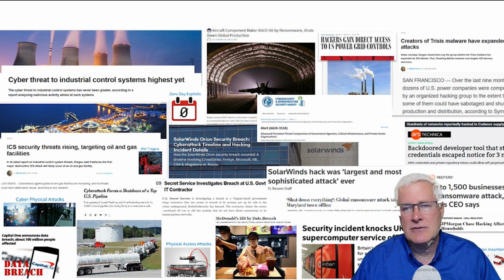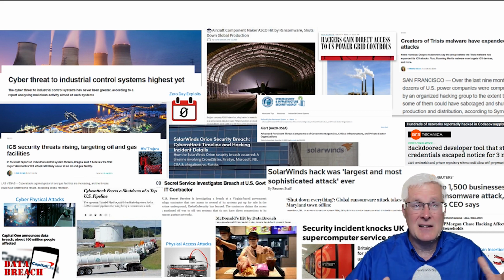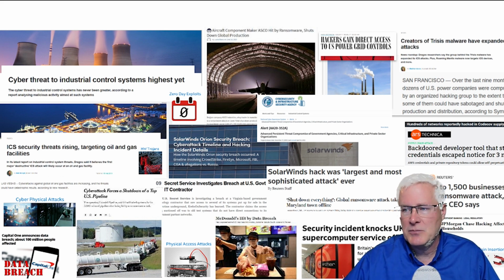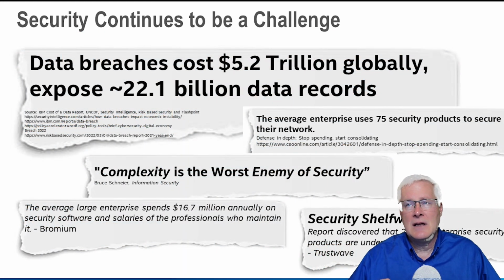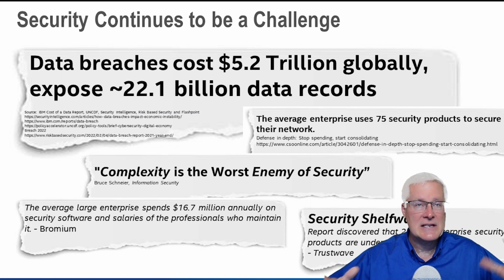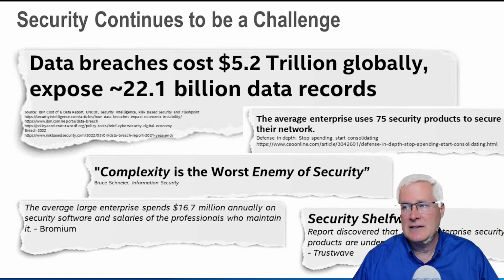CISA has 16 sectors that they've identified as critical infrastructure, and we're doing our best to shore those up. But today they currently are soft targets. So we gotta take a look at what we can do in those areas to help improve things. But we've had some major attacks over this last year that have caused substantial financial and in some cases physical harm to individuals and to infrastructure. In fact, last year it's predicted that data breaches have cost about $5.2 trillion globally and have exposed 22.1 billion data records in the history of us collecting data around cyber attacks and data breaches.